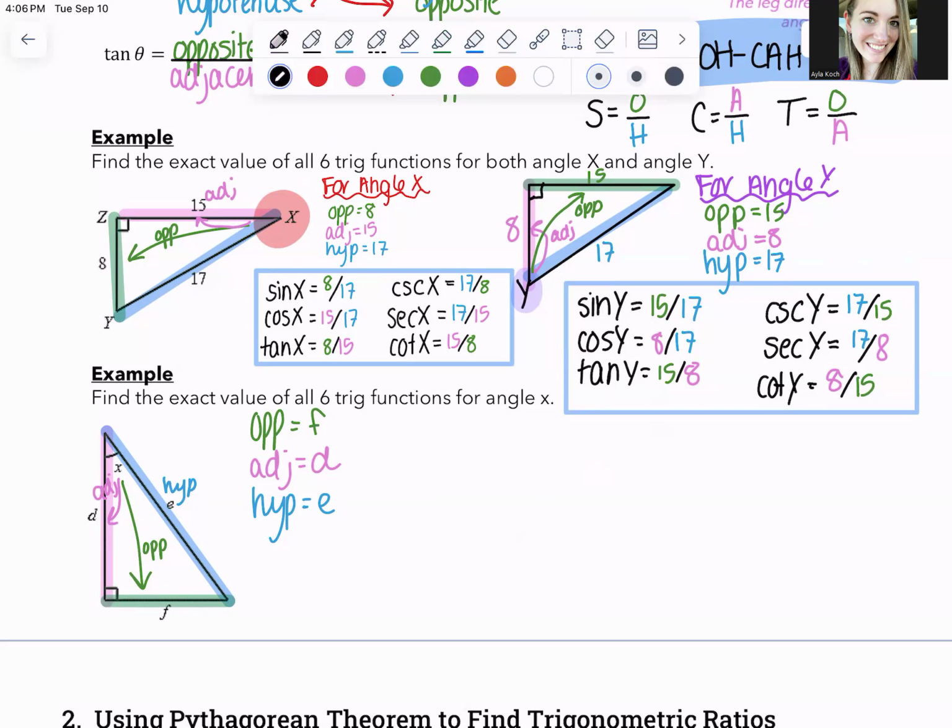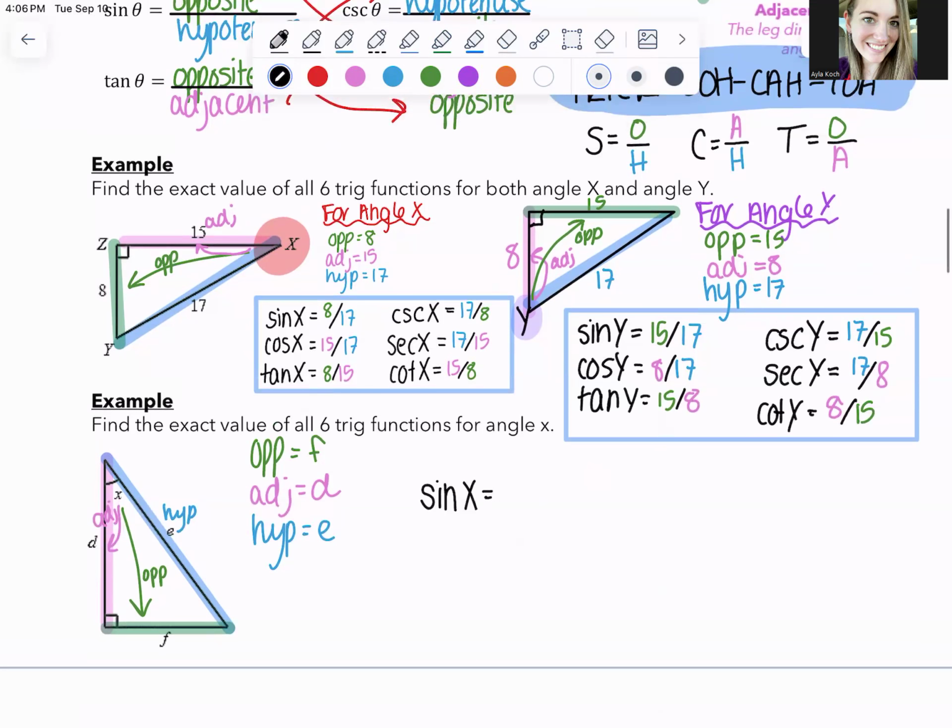All right, so to find these, it's going to be super easy, guys. So here we go, sine of angle X. That is opposite, right? We have SOH-CAH-TOA. That is opposite over hypotenuse. The opposite side is F, and the hypotenuse is E. So this part's the opposite over hypotenuse part. That's not really the answer. The answer is sine of angle X is F over E. And the soulmate, cosecant of angle X, is the reciprocal, E divided by F.